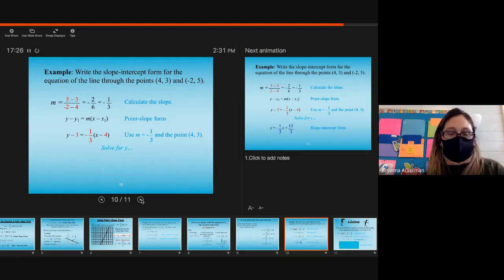Distribute the slope, add the 3, and simplify. You're going to leave it in fractions. Don't give me decimals. No, I don't want a decimal. Why do you like decimals? Because then you have to use a calculator. And right here, you don't need a calculator. And fractions are actually more precise because you don't round.